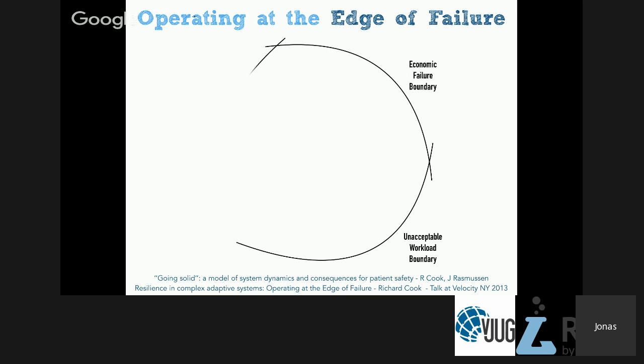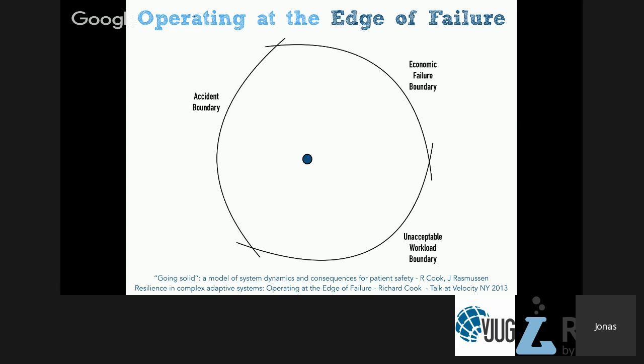And then we have the accident boundary. If you cross this boundary, then you fail. For some definition of failure, you can define it in many different ways. It can be that nobody dies, or there are no outages, or we don't lose any business, or anything like that. And then you have an operating point, and this operating point is moving between these boundaries, and is constantly moving. And then, as I said, if you cross the accident boundary, then you get a failure.